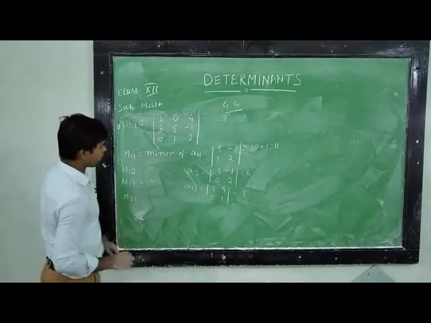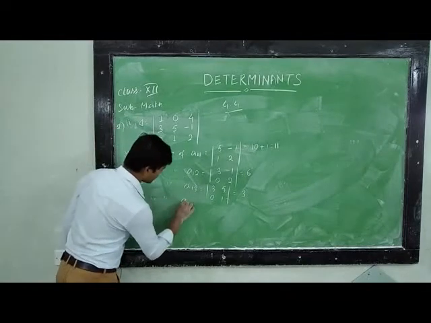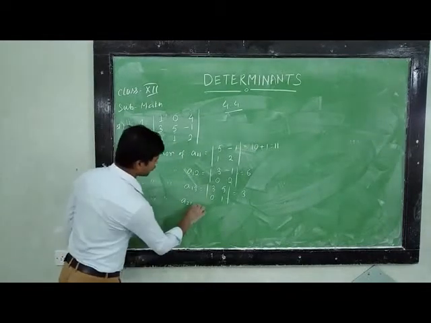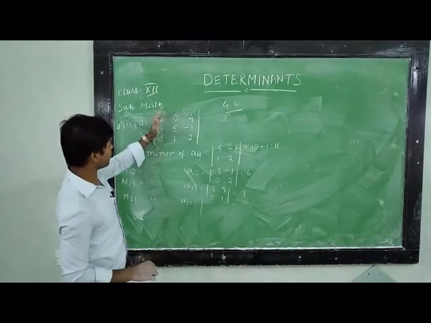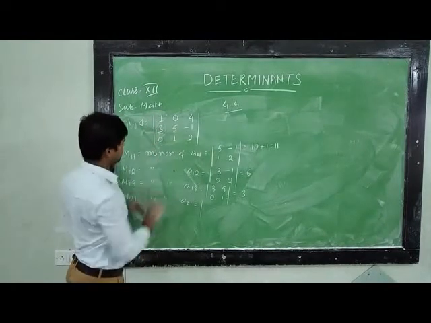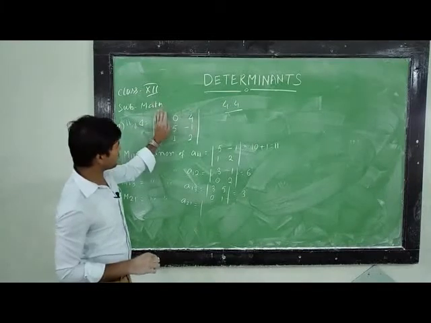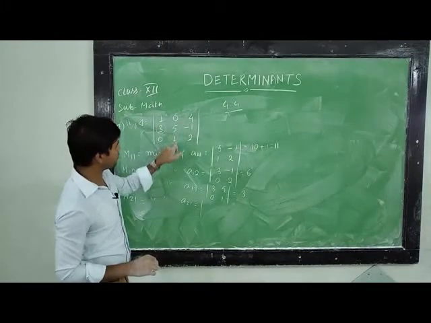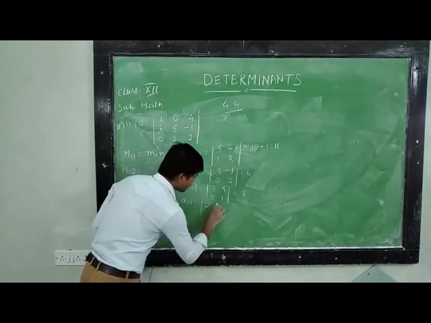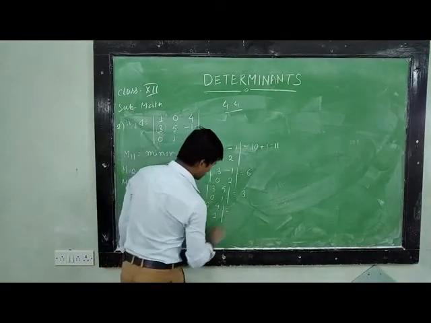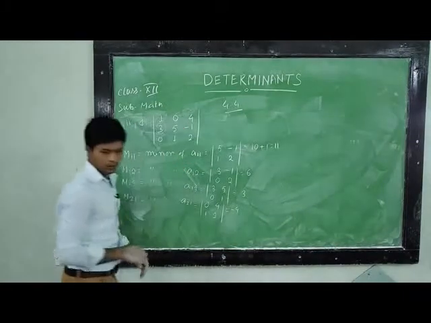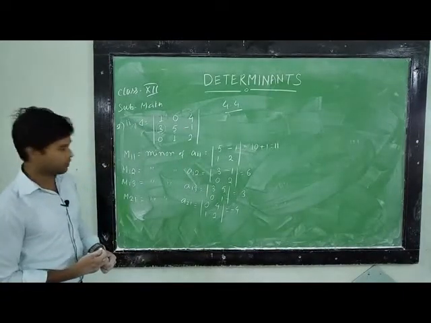Now M21, that is minor of the element A2 comma 1. A2 comma 1 means second row first column, corresponding to this element. So cover this row and this column, so it will be 0, 4, 1, 2. So it will be equal to 0 minus 4, that is equal to minus 4.